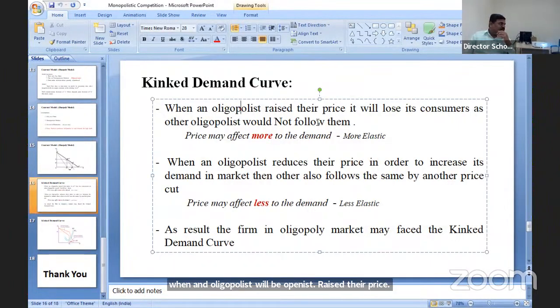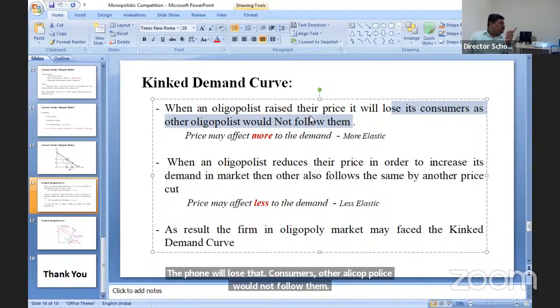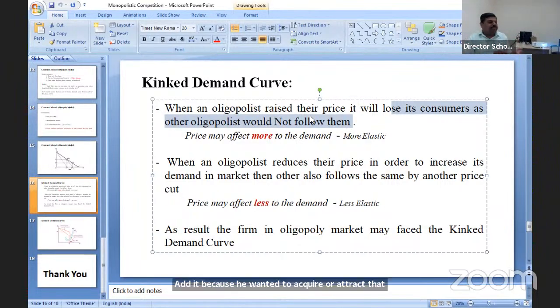if we consider that the firm increases its price, it will lose its consumers. Is it? If the firm increases their price, then what will happen? The firm will lose their consumers. Other oligopolists would not follow them. Are you getting it? Because they wanted to acquire or attract those consumers towards them. So what happened? The price may affect the demand more.